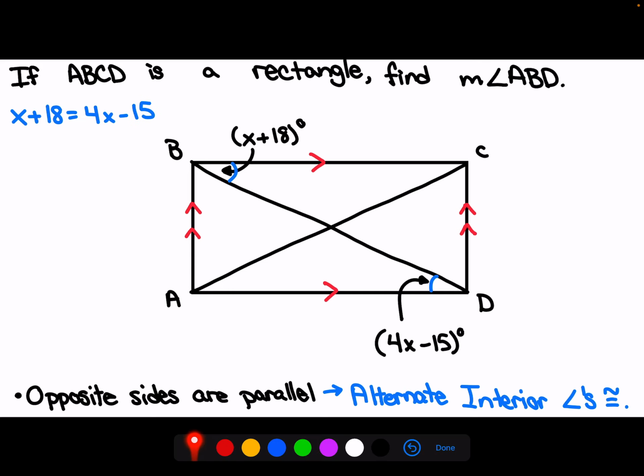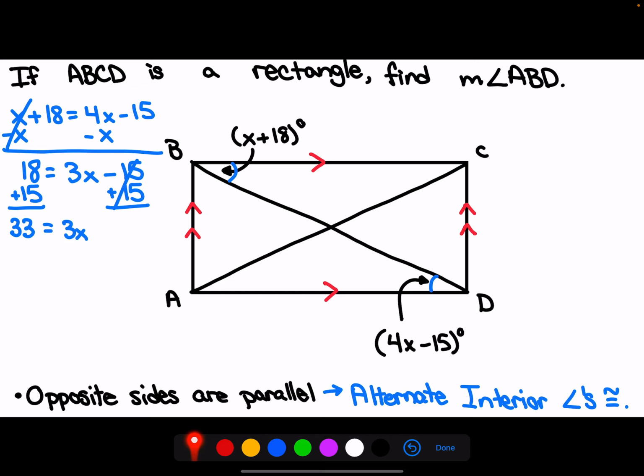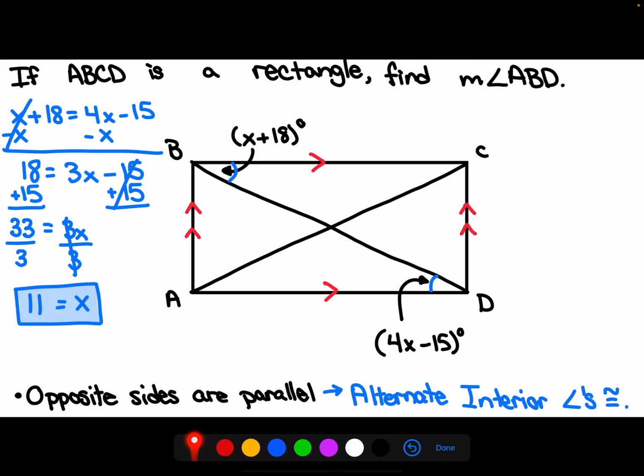Because of that, we can set these two angles equal to each other. So x plus 18 equals 4x minus 15. Then we can solve for x. Subtracting an x from both sides will give me 18 equals 3x minus 15. Adding 15 to both sides will give me 33 equals 3x, and dividing both sides by 3 gives us x equals 11. Now that we have x, I can plug back in to find the blue angle that we have in both of these. Plugging back in, we get 11 plus 18, which is 29, so both blue angles are 29 degrees.